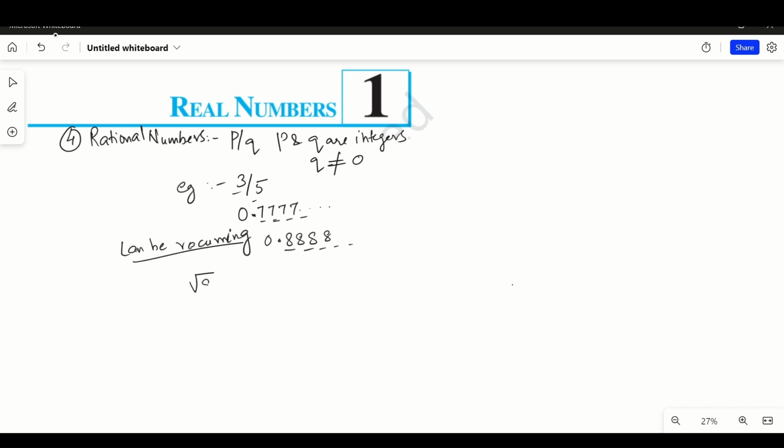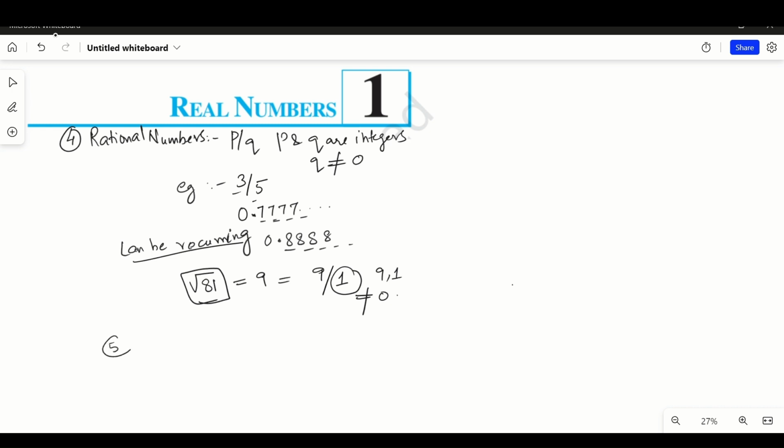If we check, for example, root of 81. Root of 81 is equal to 9, which can be represented in the fractional form p by q, as 9 by 1, where 9 and 1 are integers and the denominator is not equal to 0. So we can say root of 81 is a rational number.